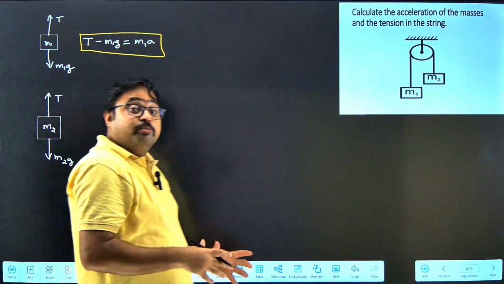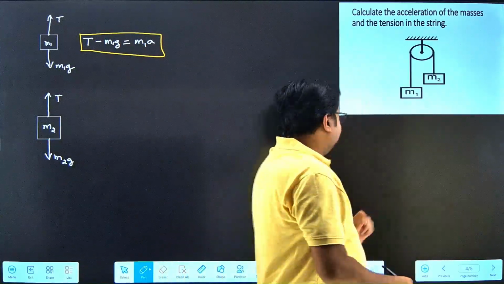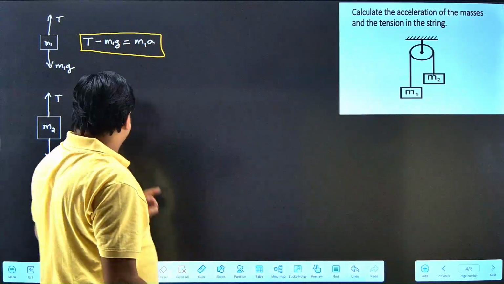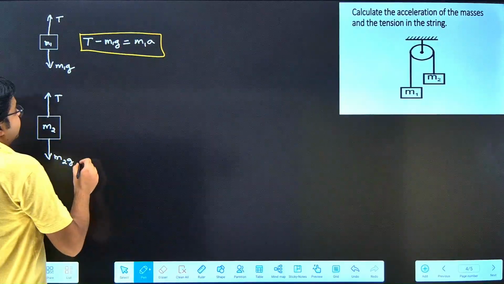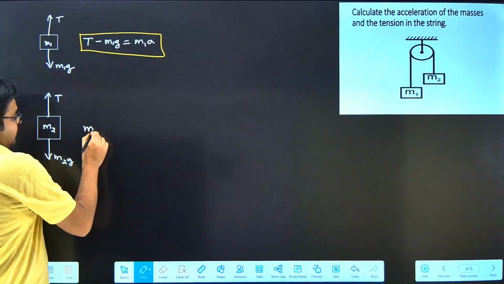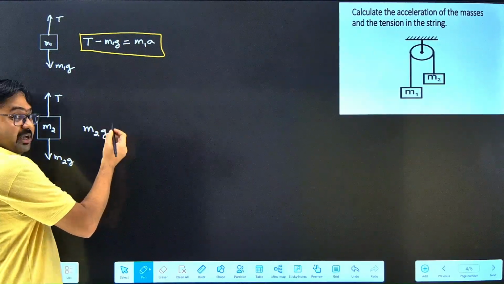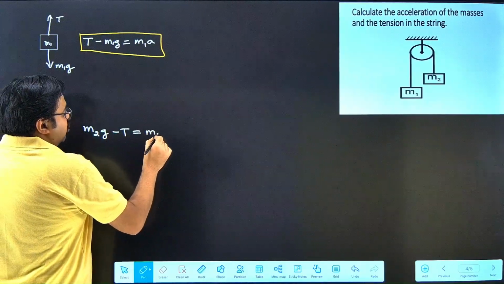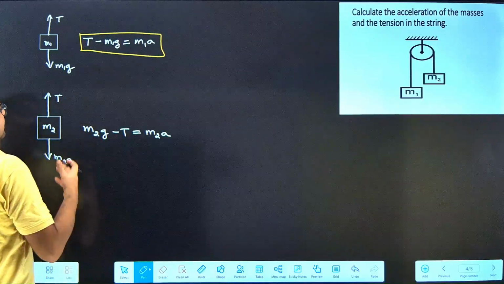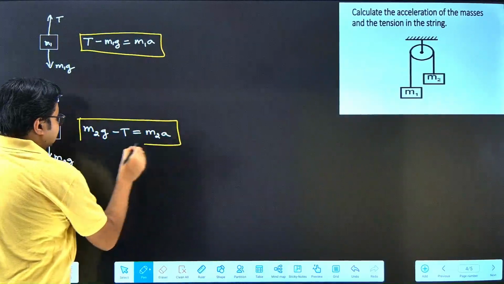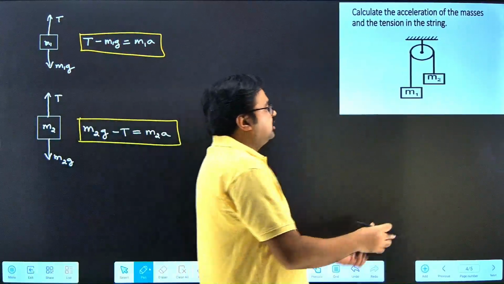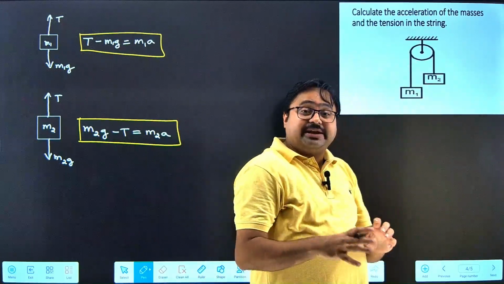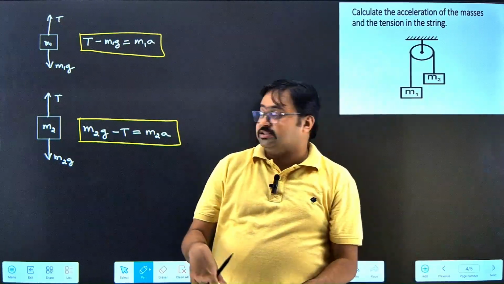Now mass M2 being heavier is going to go down. That means M2G is a bigger force and T is a smaller force. The free body diagram's equation in this case would be M2G, which is the bigger, minus the smaller, which is T, equal to M2 into A. You need to understand that both of these masses will accelerate at the same rate. Of course, the direction in which they accelerate would be different. They're actually opposite in direction.